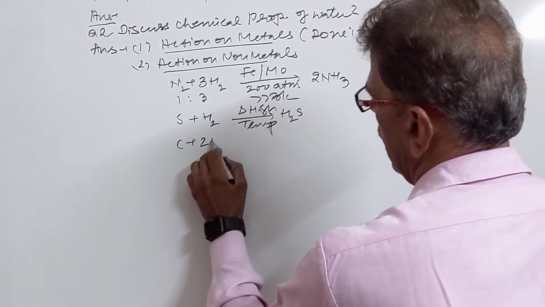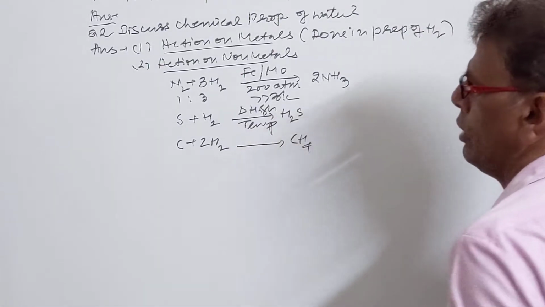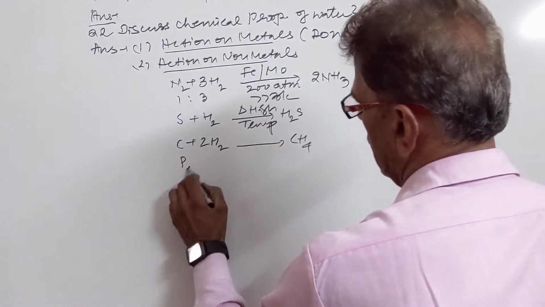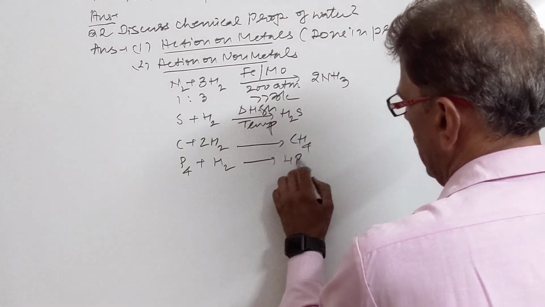It combines with carbon under natural conditions to give you CH4. Reaction with phosphorus will give 4PH3.